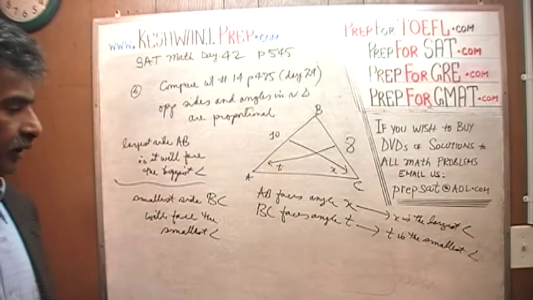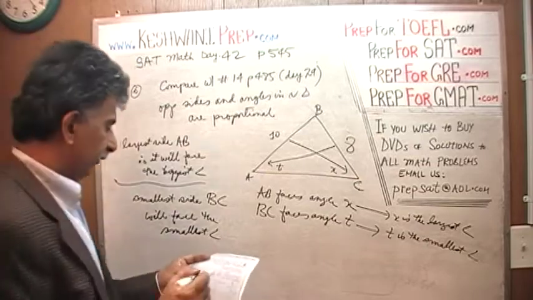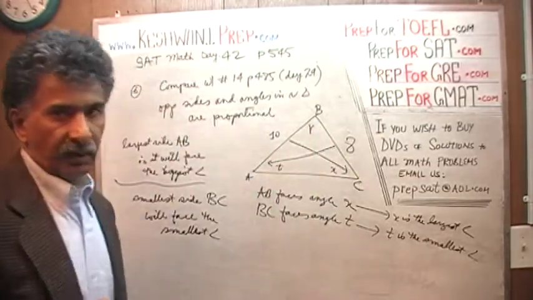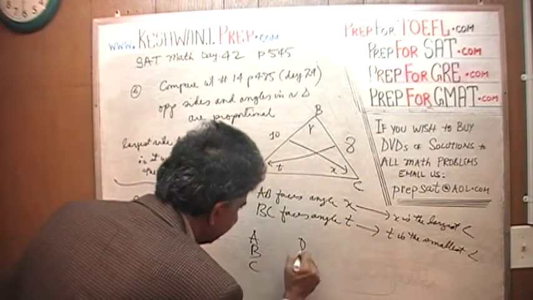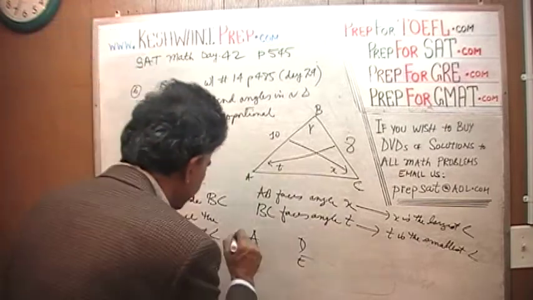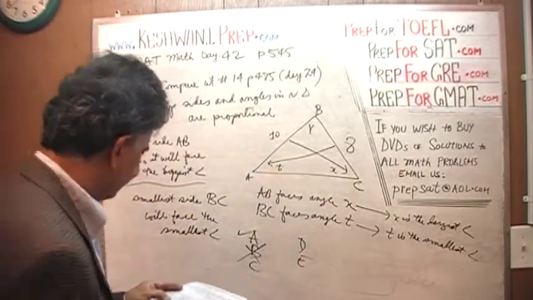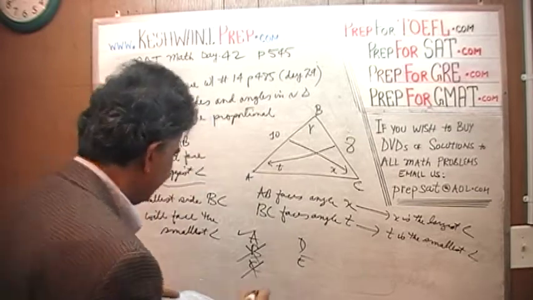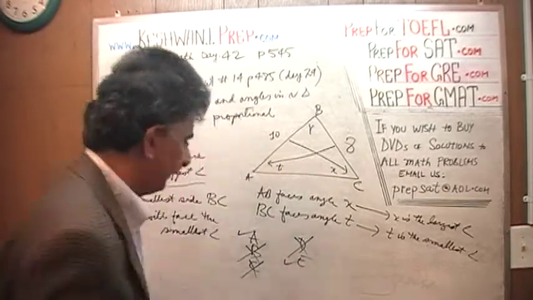T is the smallest angle, X is the largest angle, which means the correct answer, whatever it is, must have R in the middle, because R is the medium size. Let's see what we can do here. A, B, C, D, and E. It must have R in the middle. A has R in the middle. B has X in the middle. That's not good. C has T in the middle. That's not good. D has T in the middle. That's not good. And E has R in the middle. So it's either A or E.